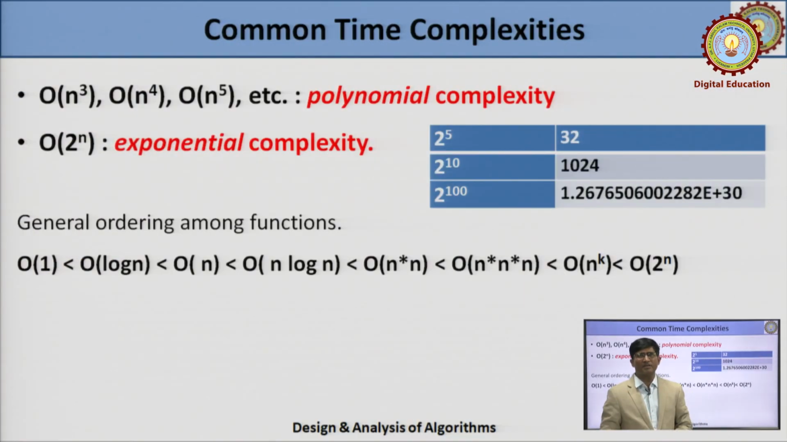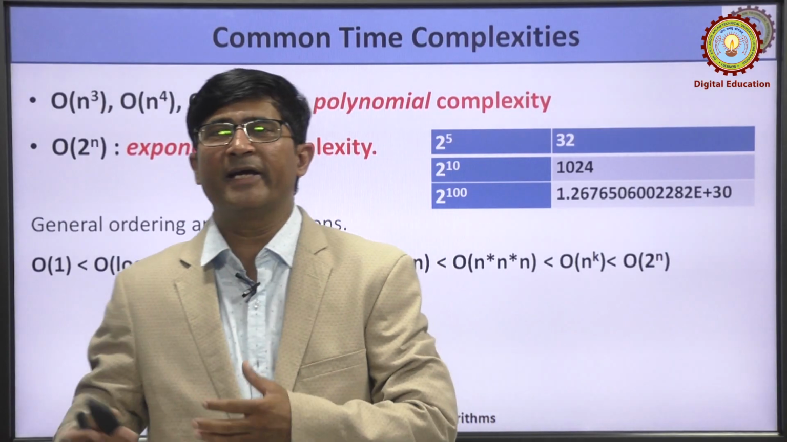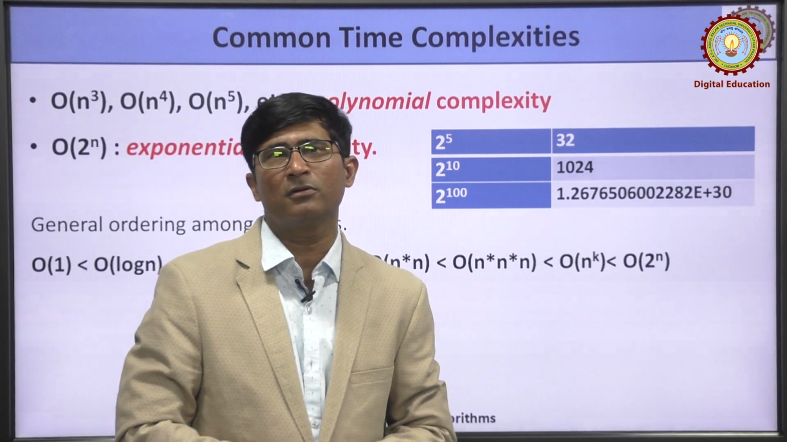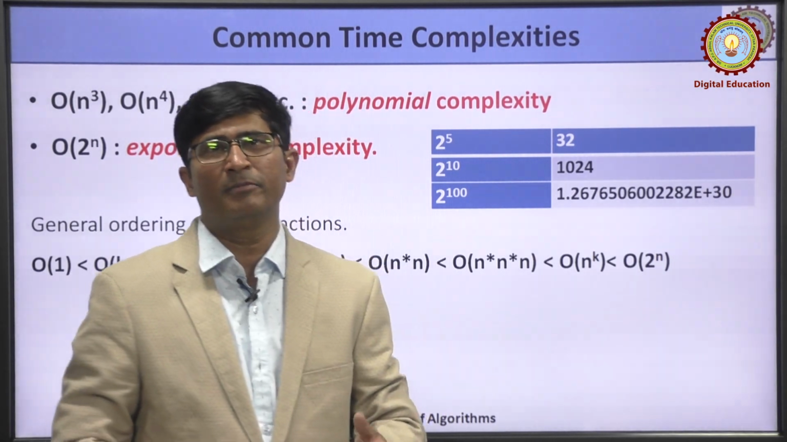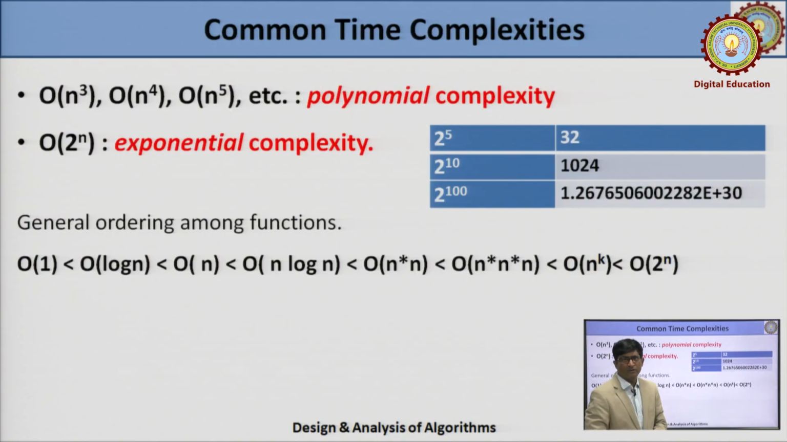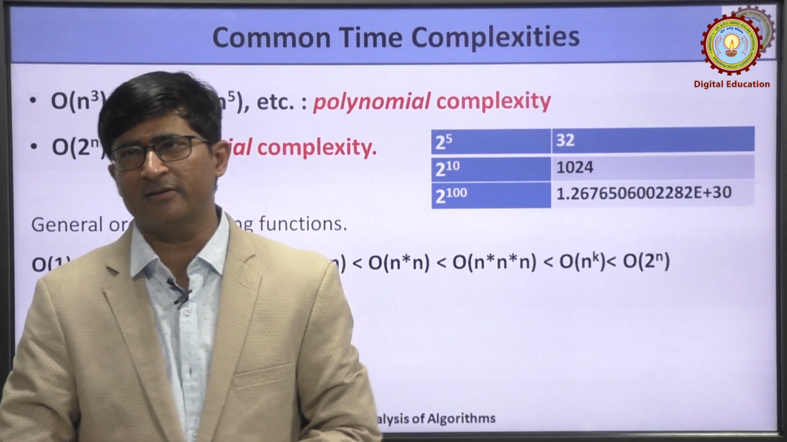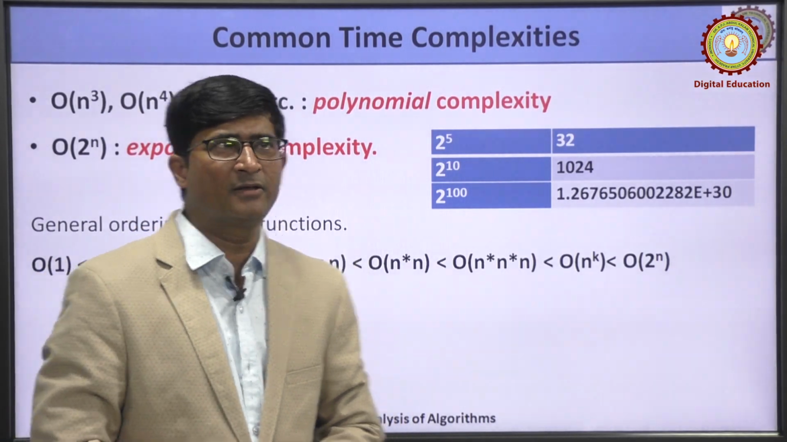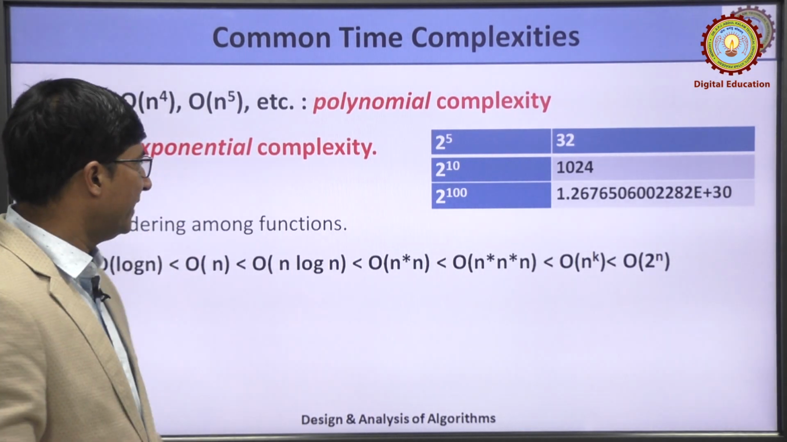Now, other complexities can be your polynomial time complexities. In fact, n raised to the power of k complexity comes under the category of polynomial time complexity. k can be 3, it can be 5, it can be any quantity, right? These complexities are termed polynomial time complexity. As far as the exponential time complexity is concerned, it is not acceptable in most of the cases, it is not a good complexity, and it is of the nature of 2 raised to the power of n.